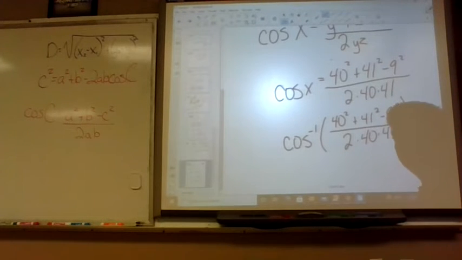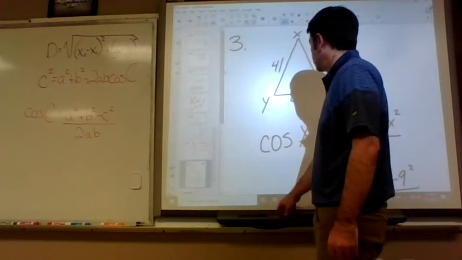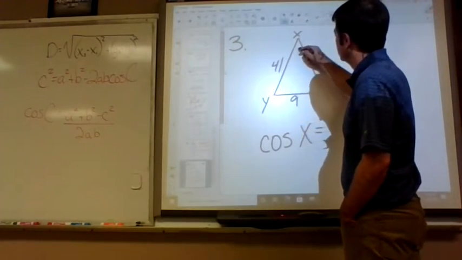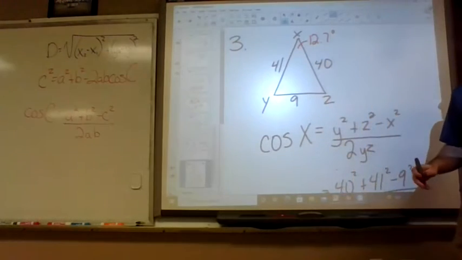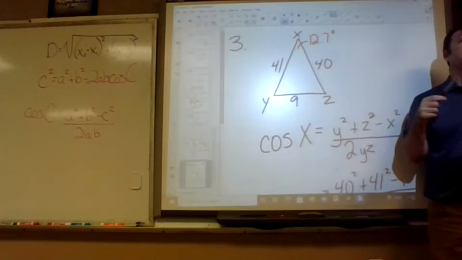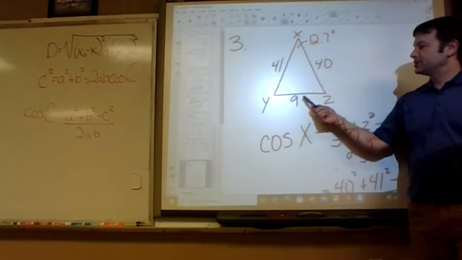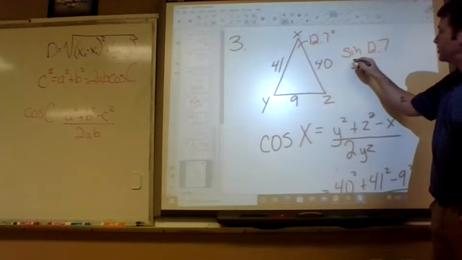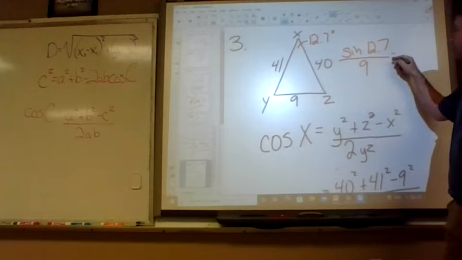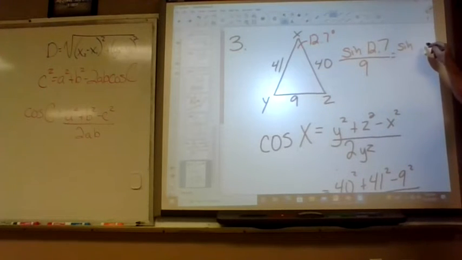We still have to do another thing, right? Oh no, we can do law of sines now. Yeah, we have enough information for the law of sines. So sine of 12.7 over 9 equals sine of Z over 41. Probably should be a capital Z.